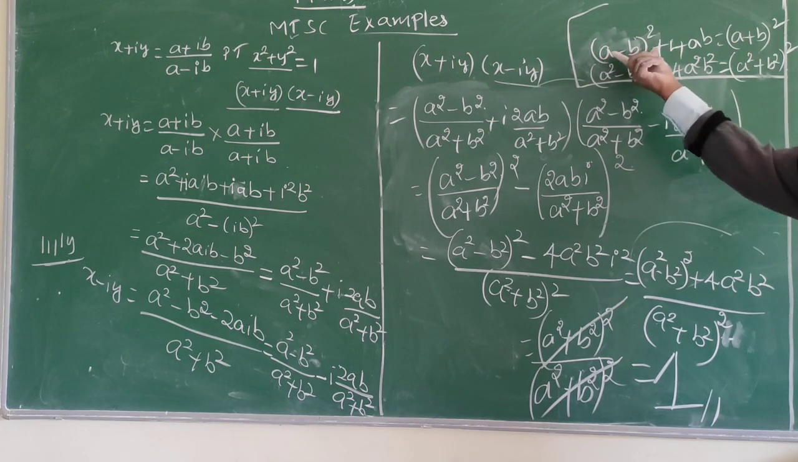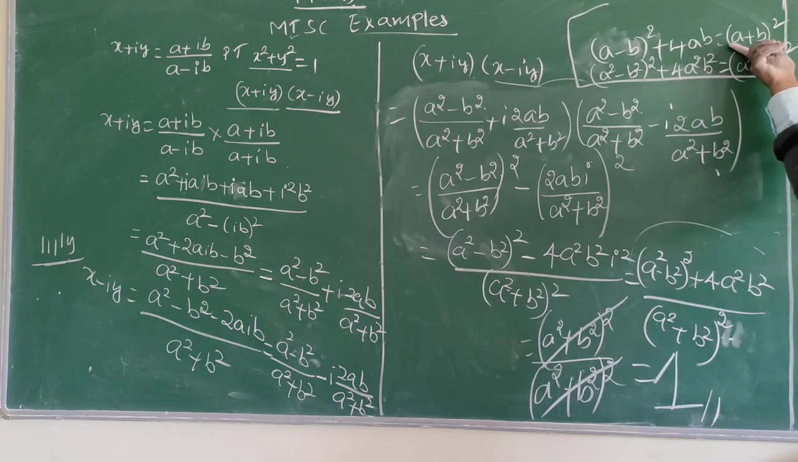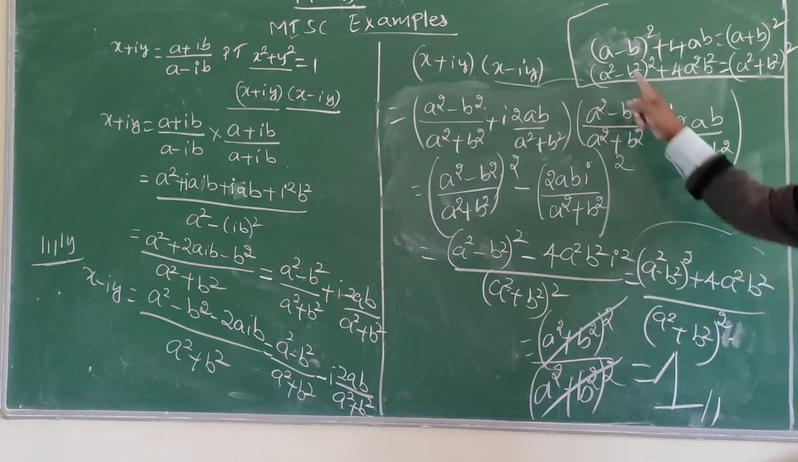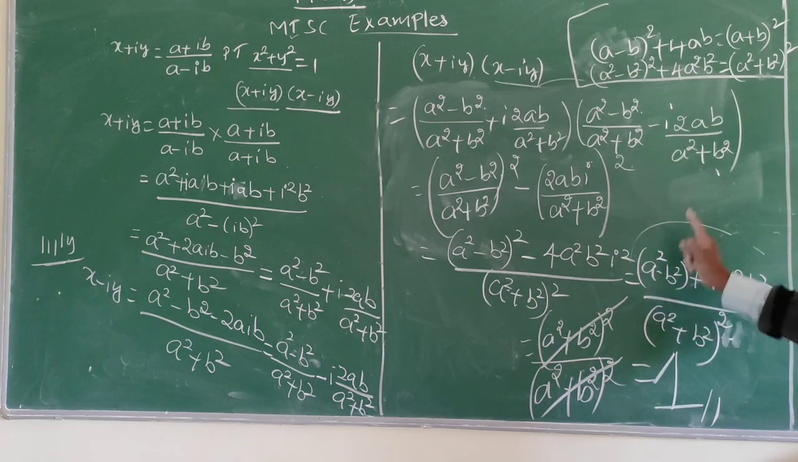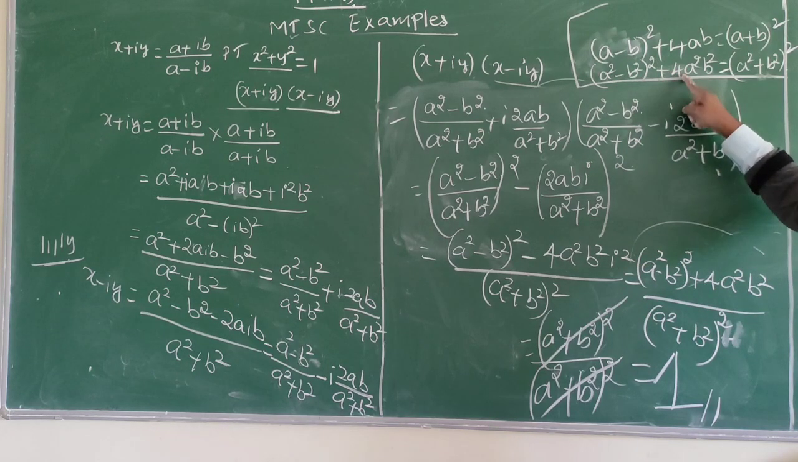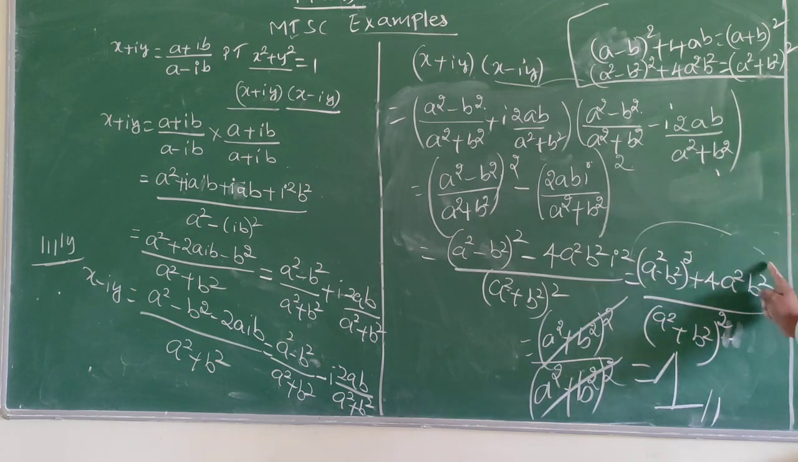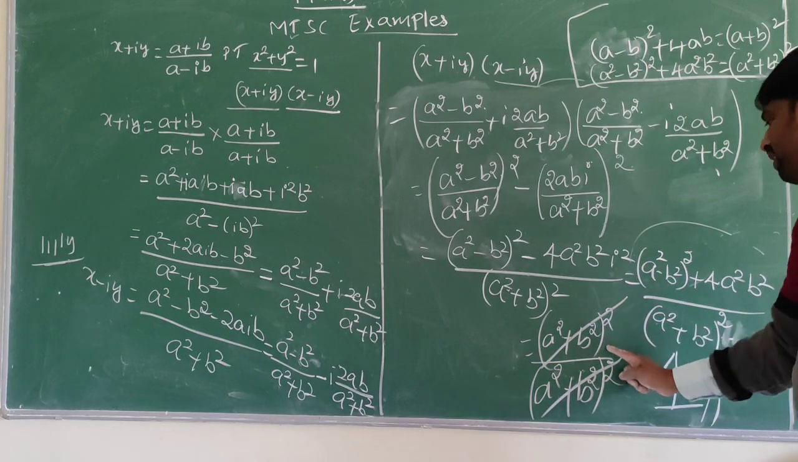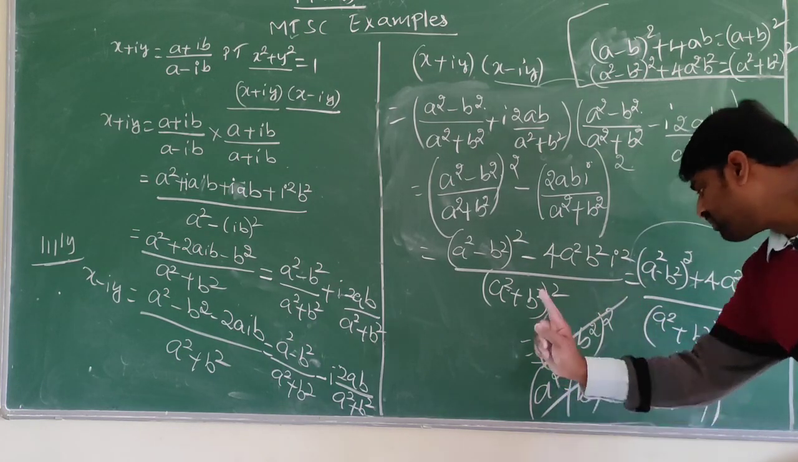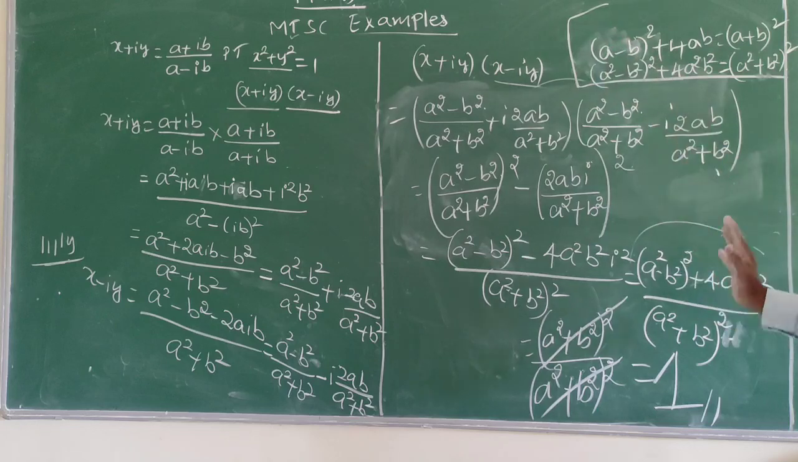(a minus b) whole square plus 4ab can be written as (a plus b) whole square. Instead of a, what is there here? (a square minus b square) whole square plus 4a square b square equals (a square plus b square) whole square. Instead of this we have to write (a square plus b square) whole square. So this term and this term cancel. So what is remaining? Equal to 1, that is equal to RHS.